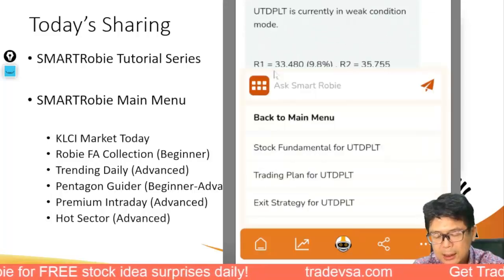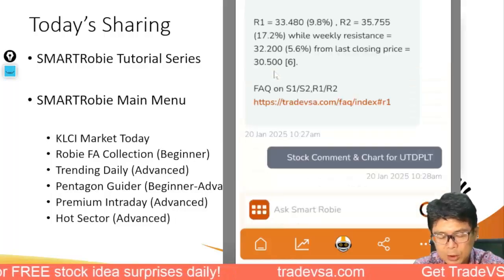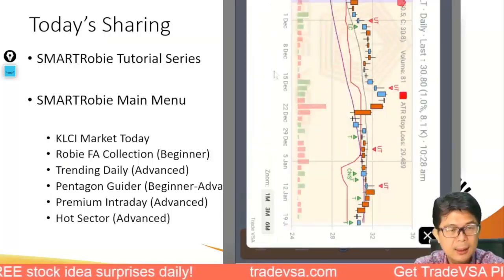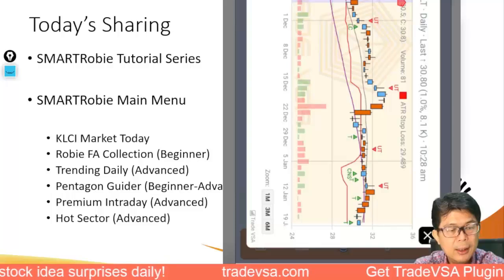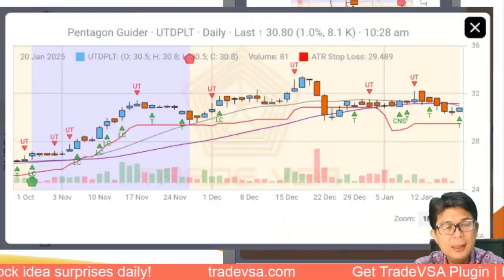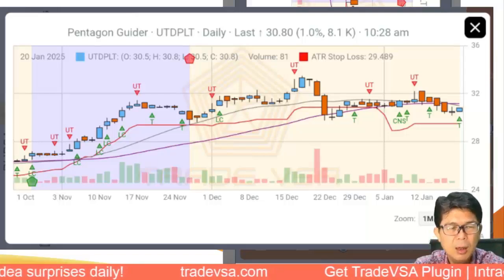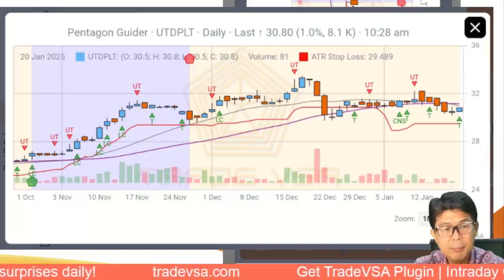stocks. So let's say you have United Plantation and you want to look at the stock chart, just like stock comment and chart, right? This comes up here, and you can rotate the chart. So here you rotate it, and you can see it's been yellow, the so-called red Pentagon, since about 55 days ago, back in November.